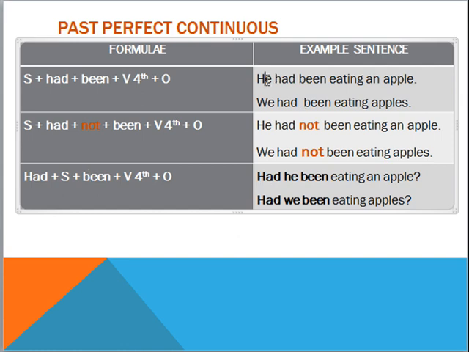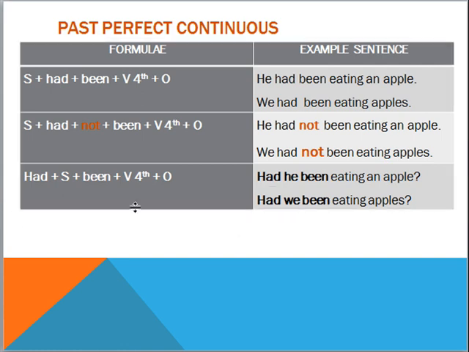So the example sentences are: he had been eating an apple, we had been eating apples. In negative, we put not between had and been. So: he had not been eating an apple, or we had not been eating apples. In interrogative sentence, we only bring had to the beginning of the sentence, and it becomes: had he been eating an apple, or had we been eating apples. So that is the past perfect continuous.